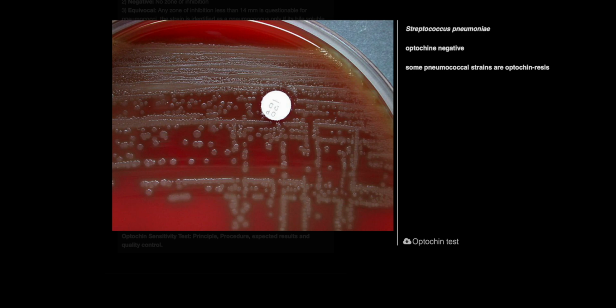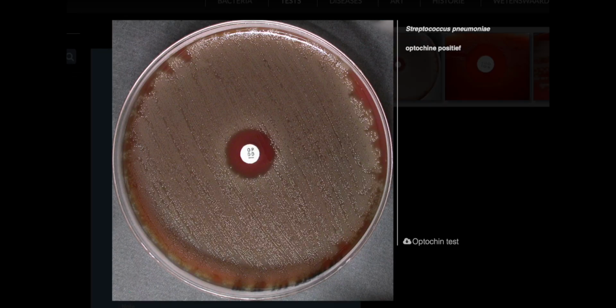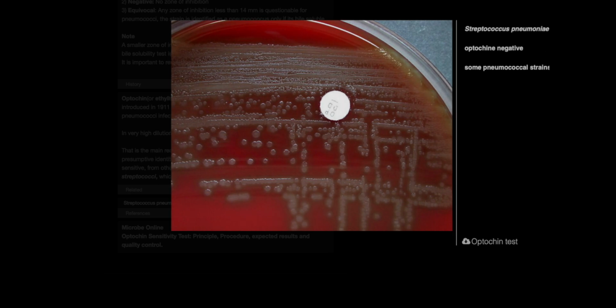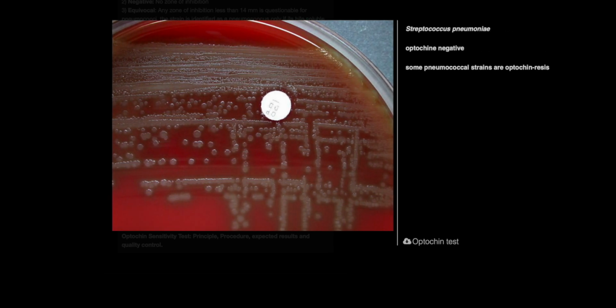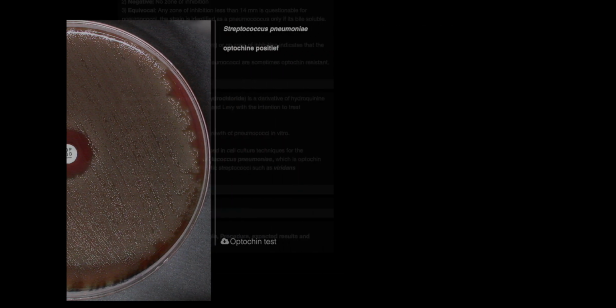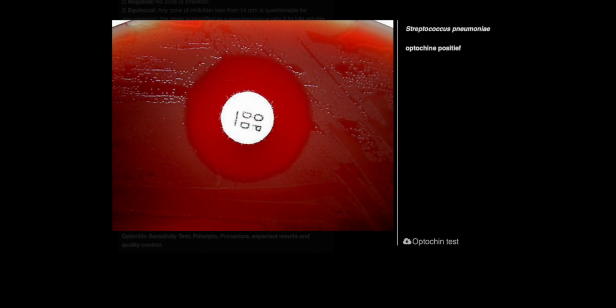A small disc containing Optochin is placed on a blood agar plate streaked with the bacteria. After incubation, a zone of inhibition around the disc indicates sensitivity to Optochin, suggesting the bacteria is likely S. pneumoniae. However, some pneumococcal strains are resistant to Optochin, and further testing, such as the bile solubility test, may be needed for confirmation. Other alpha-hemolytic streptococci, which often resemble S. pneumoniae, are resistant to Optochin, making this test a useful tool for differentiation.